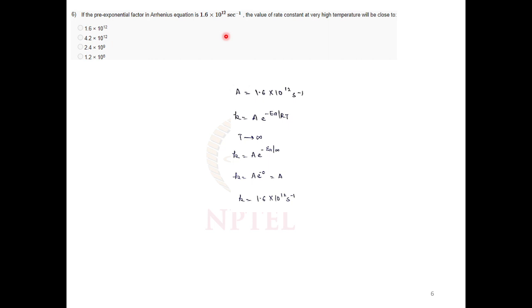That factor is such that if the temperature is very high, k and A are basically equal, because the exponential term is going to be 1. Since T is very high, e to the power minus Ea by RT tends to e to the power minus 0, that is basically 1, right? So k and A will both be the same here.